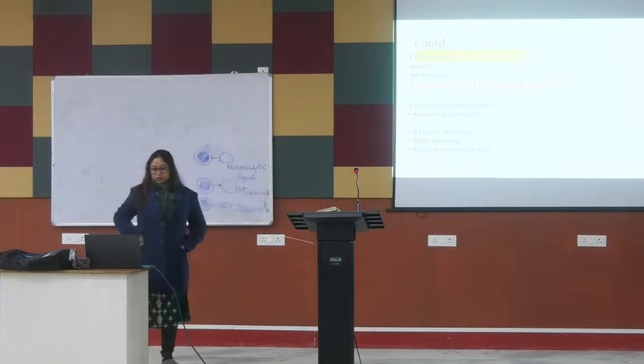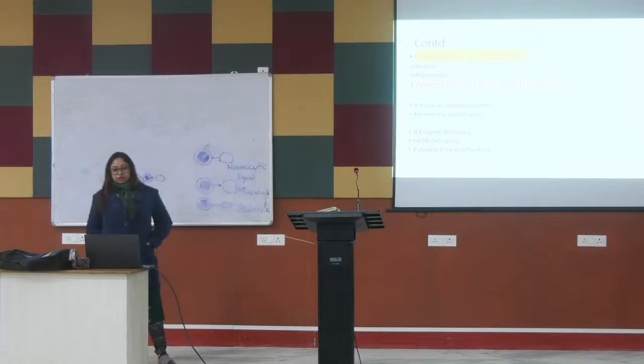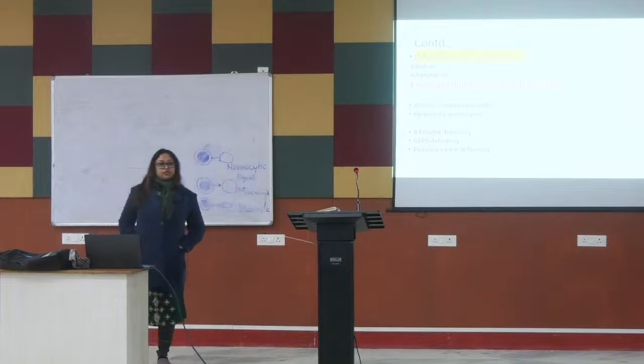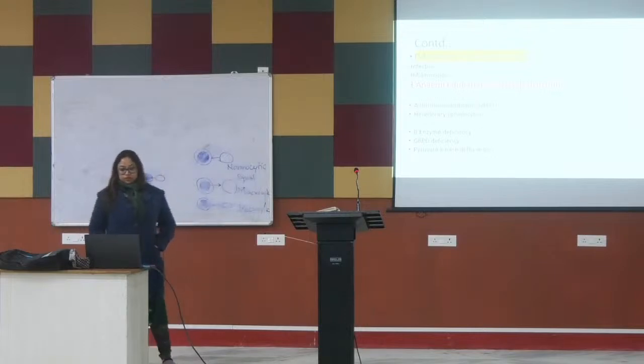Okay. We are coming to the third point, that is anemia due to increased destruction. RBC production is good, but there is increased destruction. RBC is produced, but destruction is more than the production. That's why there is deficiency, causing anemia.